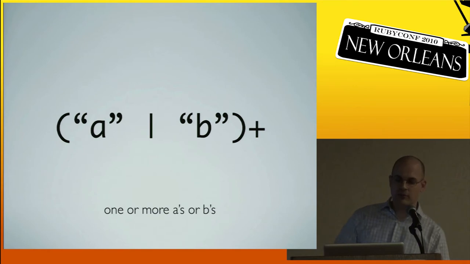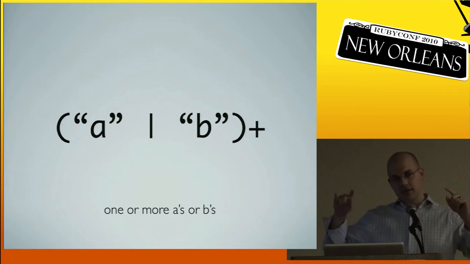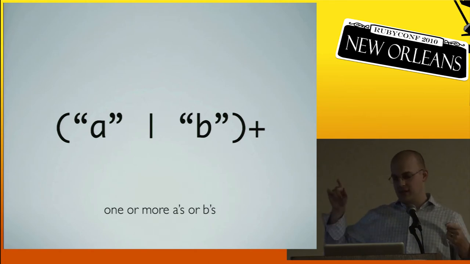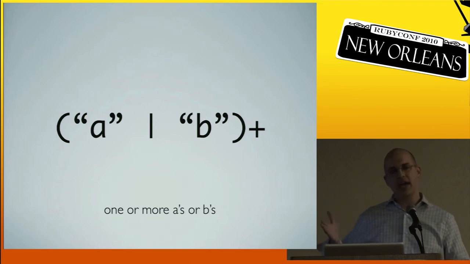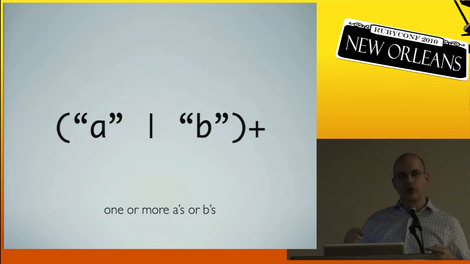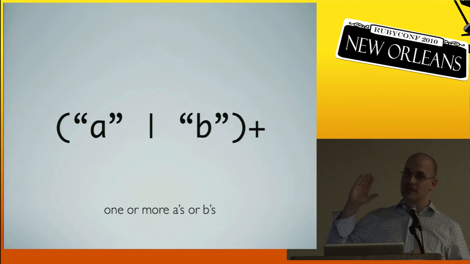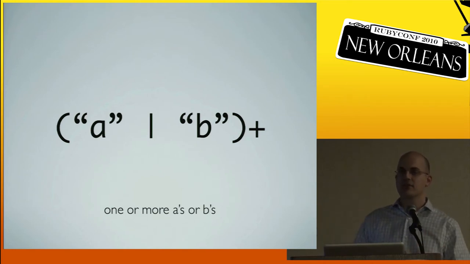So let's get into something a little bit more complex. A or B, in parentheses, with a plus. Basically what that means is let's match A or B one or more times. Notice the parentheses are needed there because we've got order of operations going on here. It's all explained on the website and in the README, but you just need to pay attention to your order of operations when you're writing Citrus code. For the most part, it works just like you would expect, just like Ruby's order of operations.